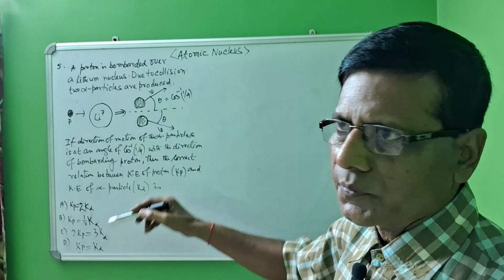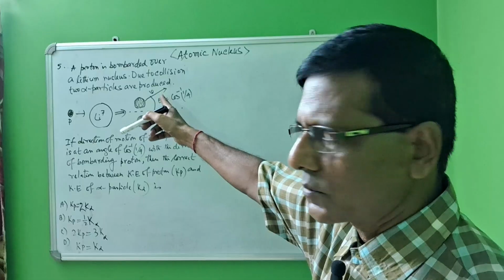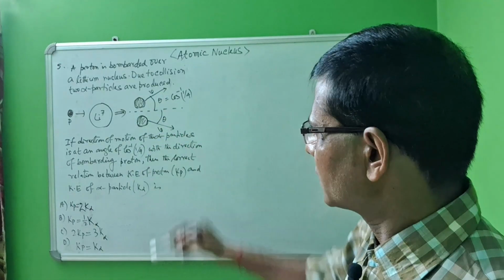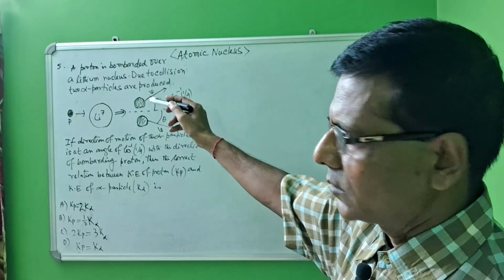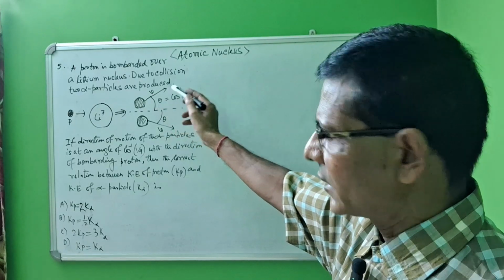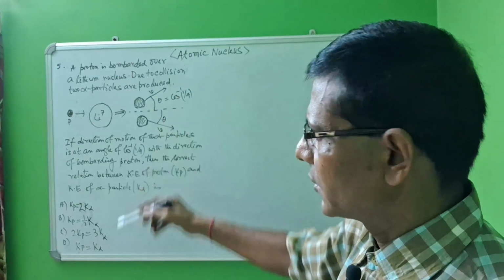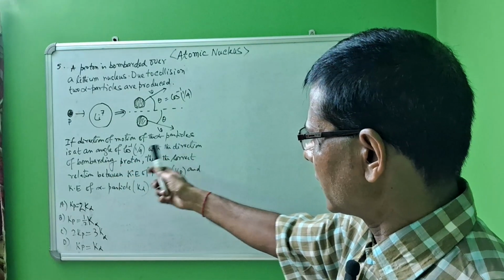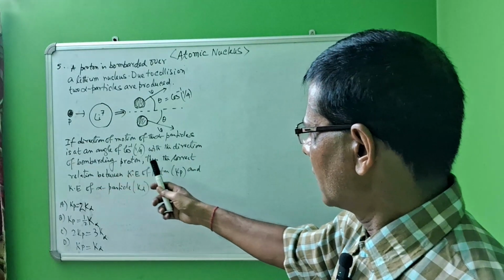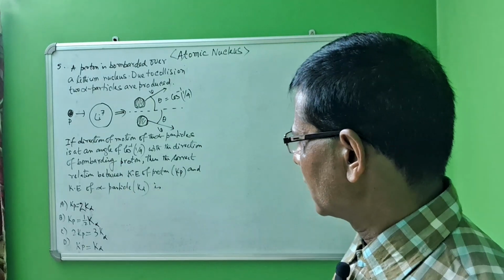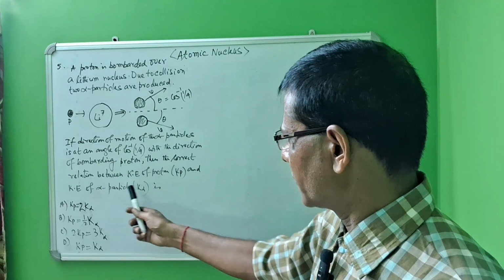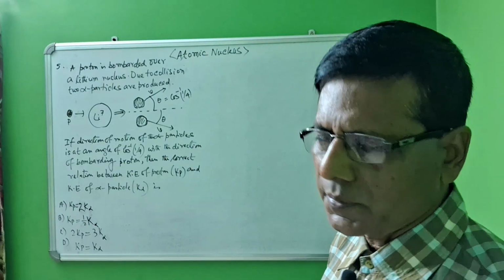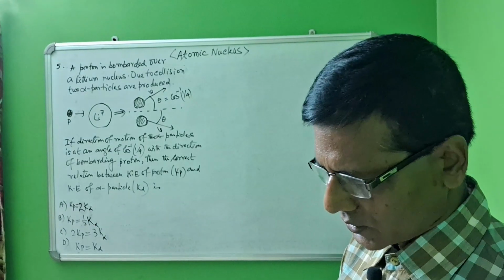Why is the velocity the same? The kinetic energy, half mv square, will also be the same because their angle of direction is the same. So if the direction of motion of the alpha particles is at an angle theta with the direction of the bombarding proton, then what is the correct relation between the kinetic energy of the proton and that of the alpha particle? What will be the answer?